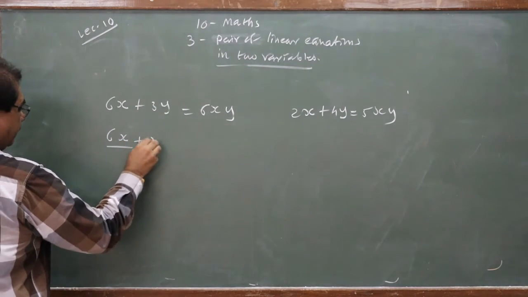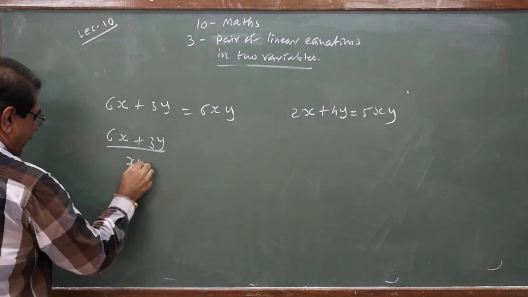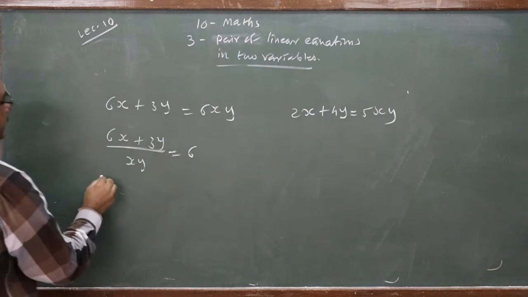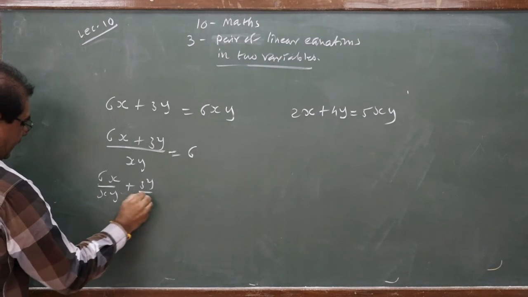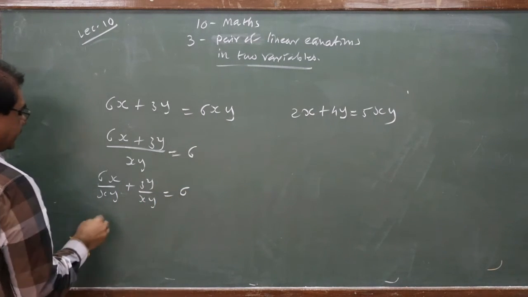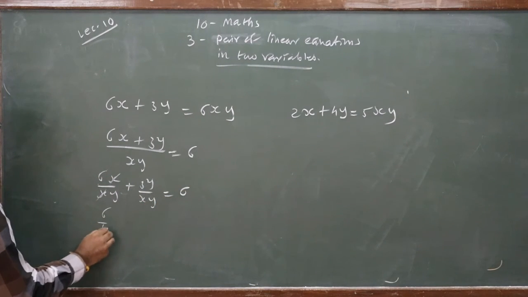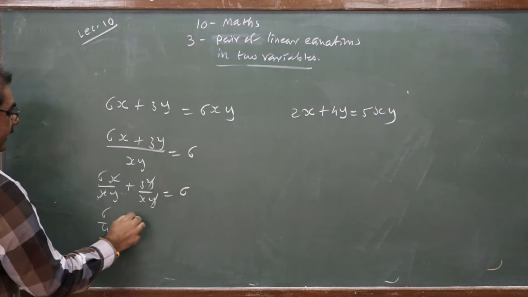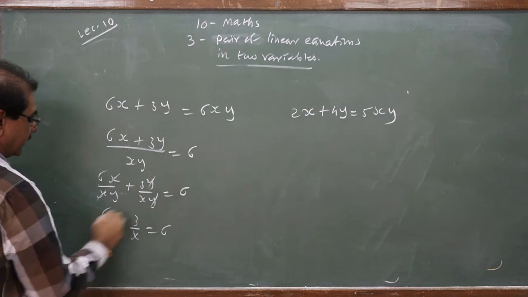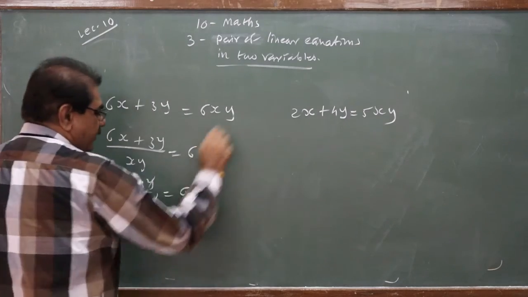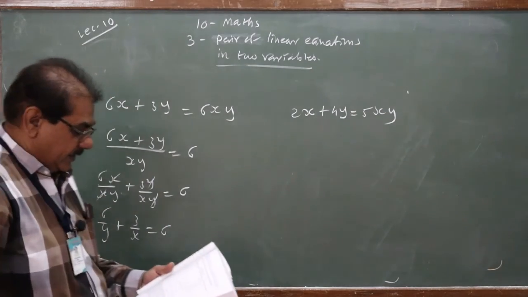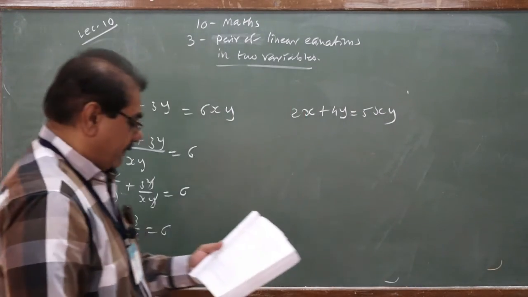6x plus 3y upon xy is equal to 6. So it is 6x upon xy plus 3y upon xy is equal to 6. X cancel, it is 6 upon y. Y cancel, it is 3 upon x is equal to 6. Now you assume for 1 upon x and 1 upon y, same thing you can do here. Okay? So it is a very easy way to solve the paired equation.